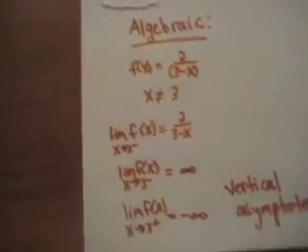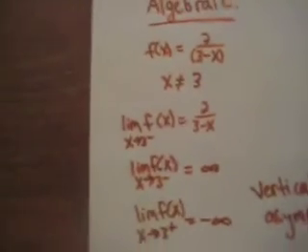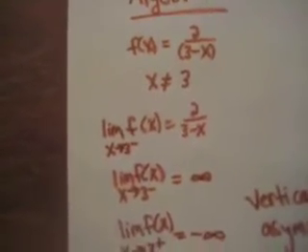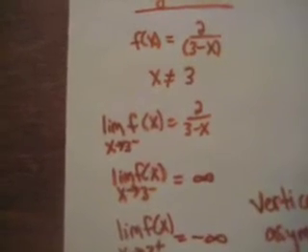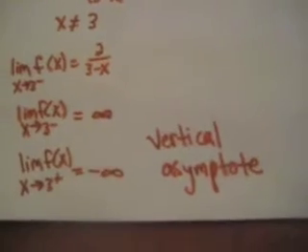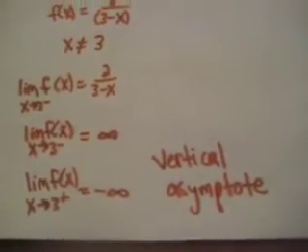However, the limit does exist. The left-hand limit as x approaches 3 is infinity, and the right-hand limit when x approaches 3 is negative infinity. This is how you know algebraically that you have a vertical asymptote.